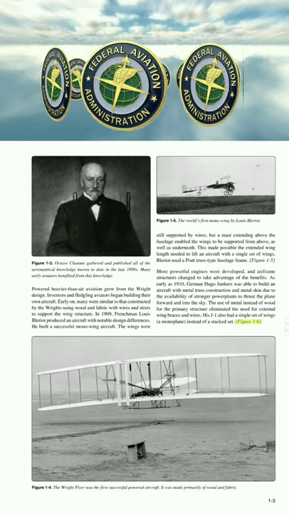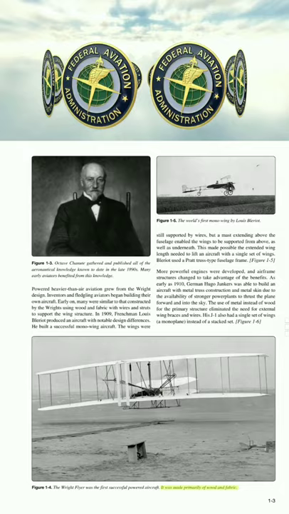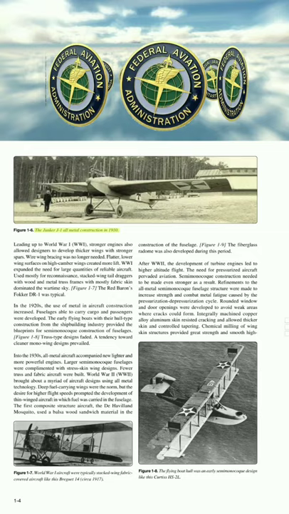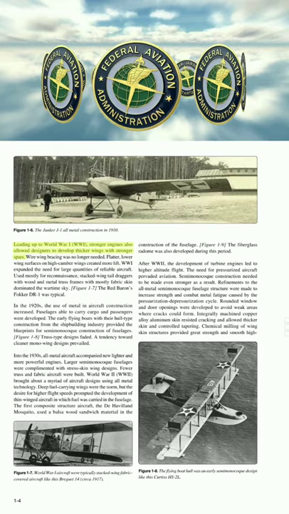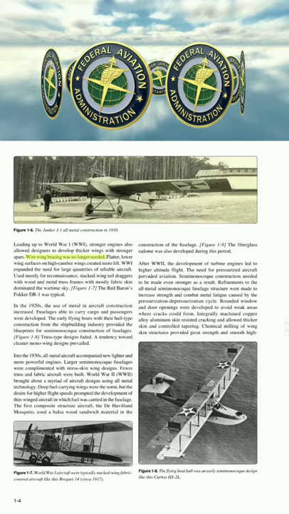Figure 1-4. The Wright Flyer was the first successful powered aircraft. It was made primarily of wood and fabric. Figure 1-6. The Junkers J-1, all-metal construction in 1910. Leading up to World War I, stronger engines also allowed designers to develop thicker wings with stronger spars. Wire wing bracing was no longer needed. Flatter, lower wing surfaces on high camber wings created more lift.